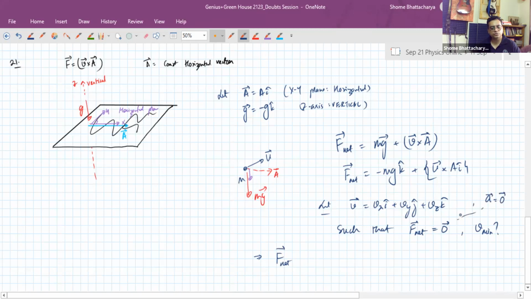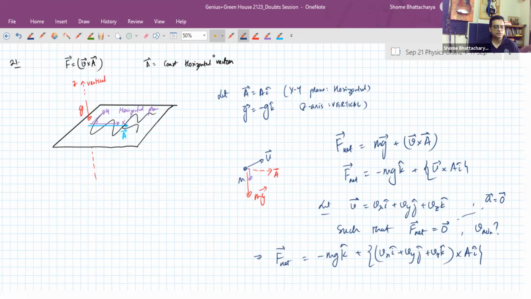So that means the net force is... my net force is becoming minus mg k cap, plus, now let's write this out, Vx i cap plus Vy j cap plus Vz k cap cross product with A i cap. Now you might say that I'm solving a very specific situation, as if A does not have any Y component, it has only an X component.